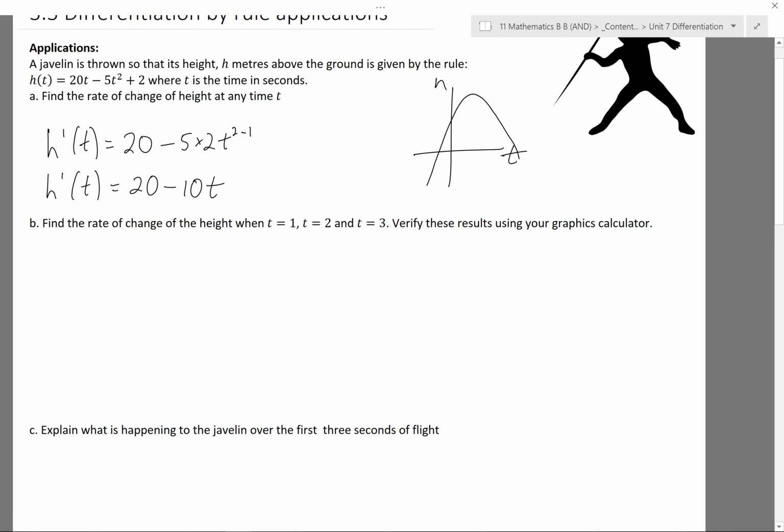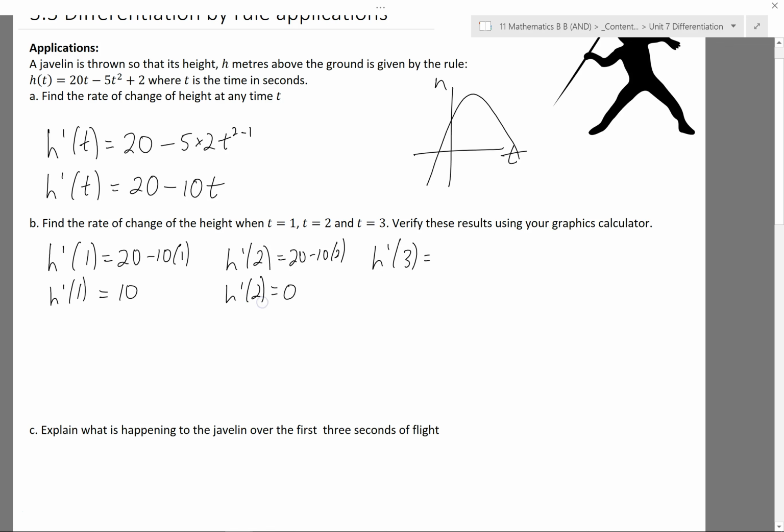So find the rate of change when t equals 1, t equals 2, t equals 3. It's asking me to find h dash of 1, h dash of 2, and h dash of 3. So substituting these 1, 2, and 3 into here for t. So 20 minus 10 times 1, that's 10. 20 minus 10 times 2, oh, the rate of change is nothing there. And 20 minus 10 times 3, oh, the rate of change is negative.